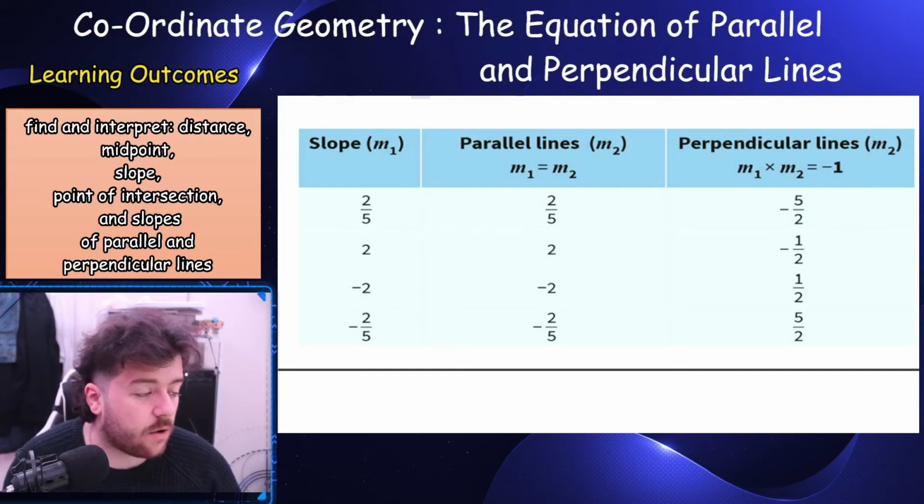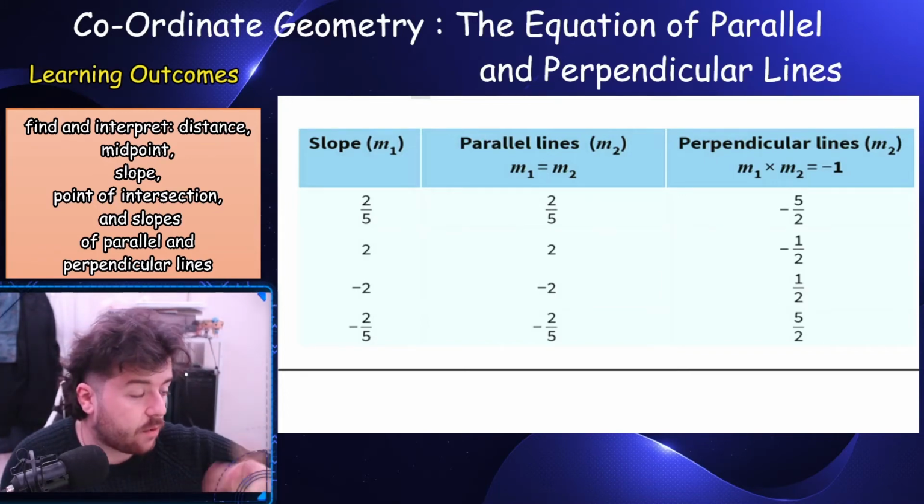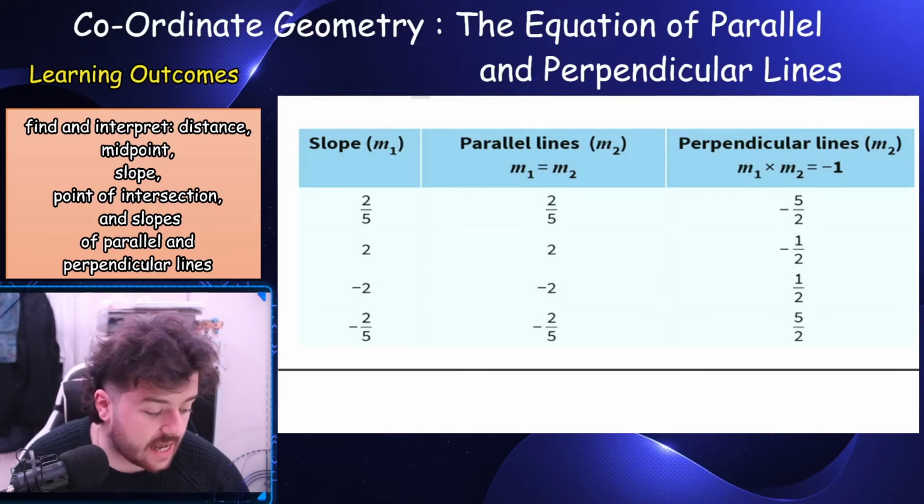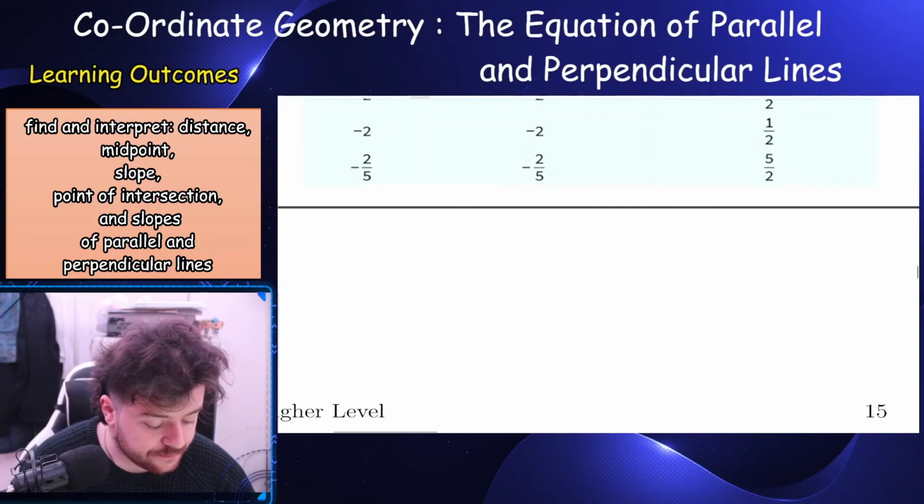If I have a slope 2, its parallel slope is 2 because they're equal. Its perpendicular slope, turn upside down, 1/2, change the sign, minus a half. Minus 2, parallel, minus 2. Perpendicular, flip it upside down, it'd be 1/2, change the sign, so it'll be a positive half. And that's how you find the slope of perpendicular lines.